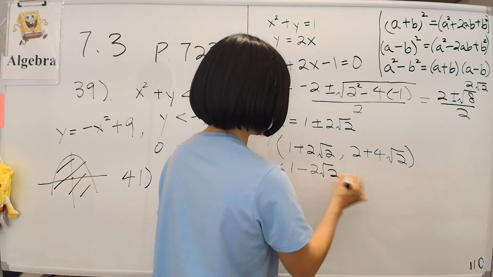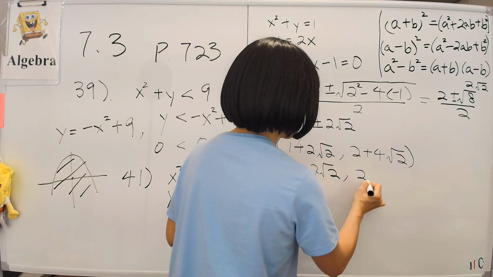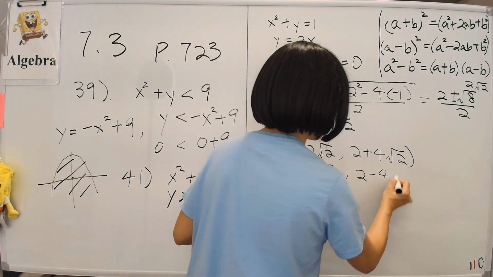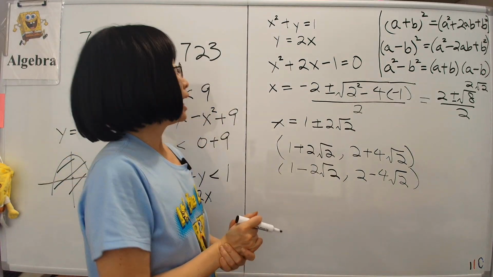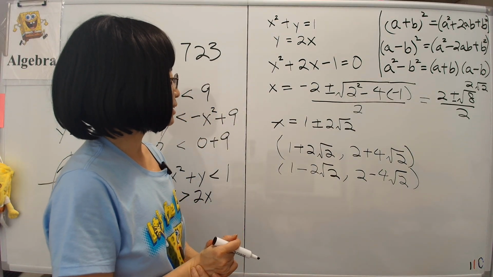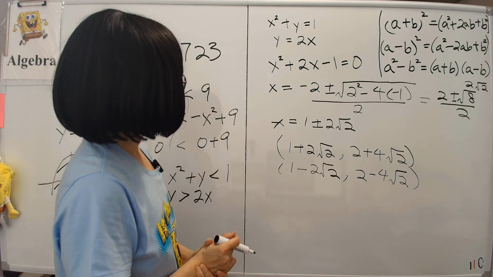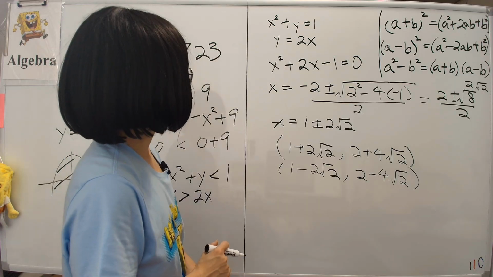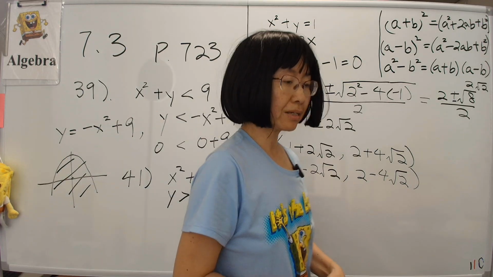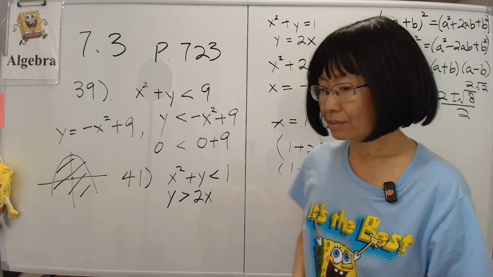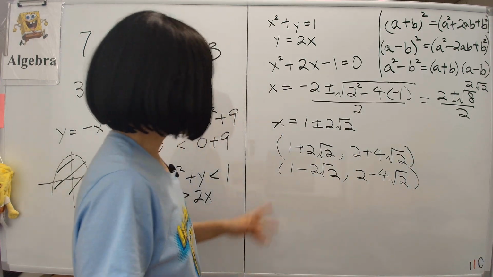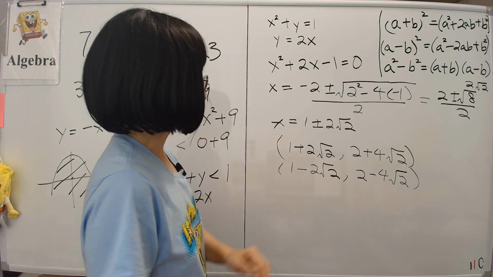And then the other one is twice that much, which is 2 minus 4 square root of 2. So those are the 2 points of intersection. And with that, we can now graph this thing. The first equation is, let's see. To graph it accurately, we're going to have to figure out what these numbers are.